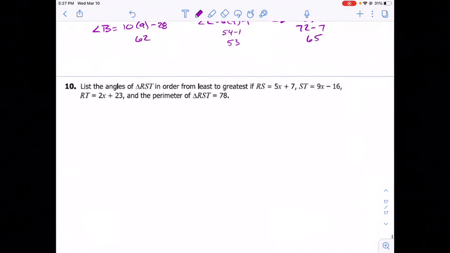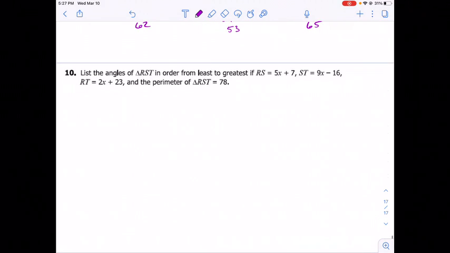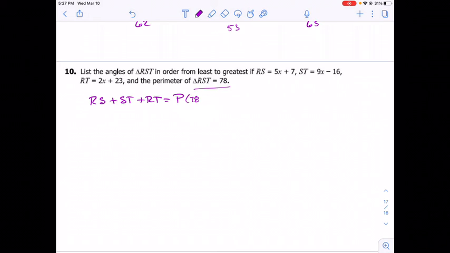And now we go to number 10. So try this one. We're going to go from least to greatest again. This one, we're going to list the angles, and they've given us the sides. In order to have the sides, we need a perimeter or something to add up to, which they gave us as well. So this means that when we add these up, RS plus ST plus RT is equal to the perimeter, which in this case is 78.